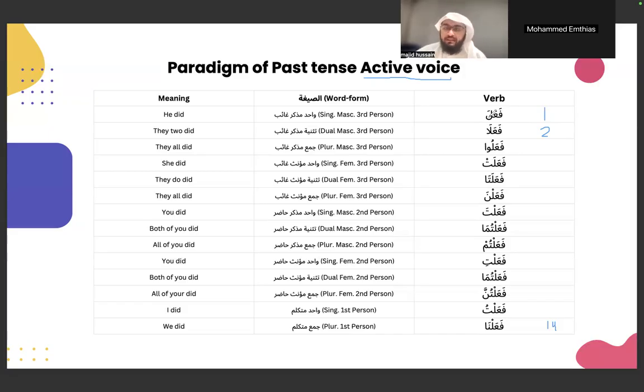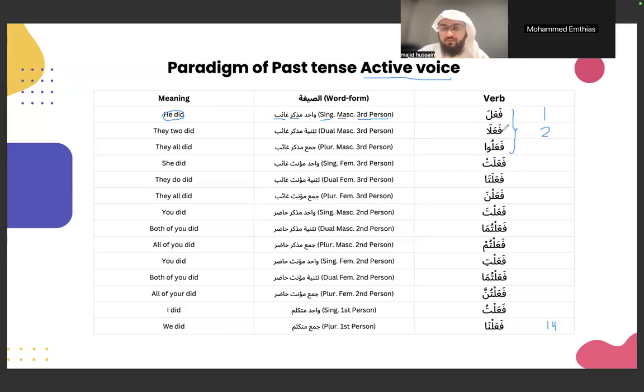I'll read out the verb, how the past tense in Arabic works. فعل, فعلا, فعلوا. This is for male. As you can see here, I have mentioned صيغة, a word form. فعل is for واحد, that means singular, مذكر, masculine. And it is for third person, غائب. The meaning of this verb is he did. Maybe his name is there in the text below or text before it.